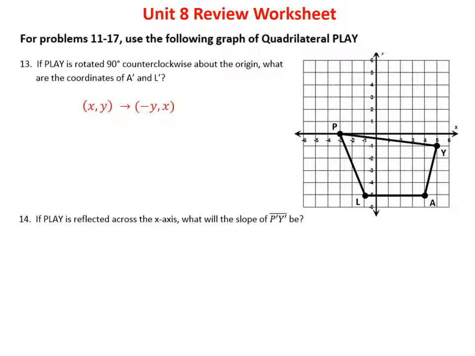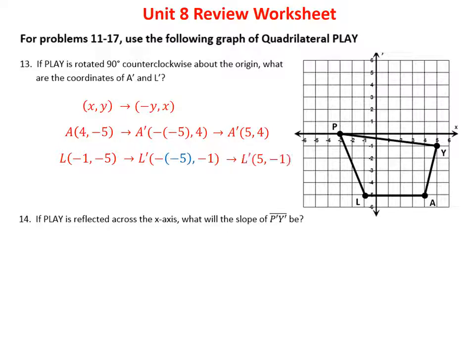Notice the x and the y change places, and then the first coordinate becomes the opposite. So if I put in the point A, (4, -5), first thing I do, switch them: (-5, 4), and then the opposite of -5 is +5, so A prime would be (5, 4). For L, same thing. L is (-1, -5), so first switch them: (-5, -1), then the opposite of the first one, -5, is +5, and the answer is (5, -1).